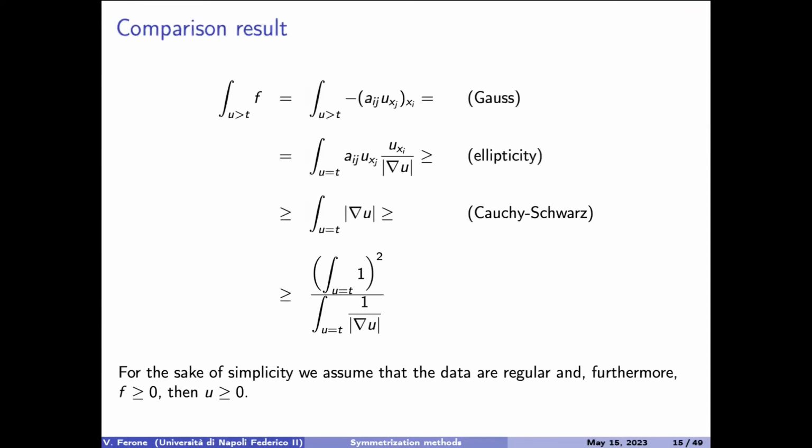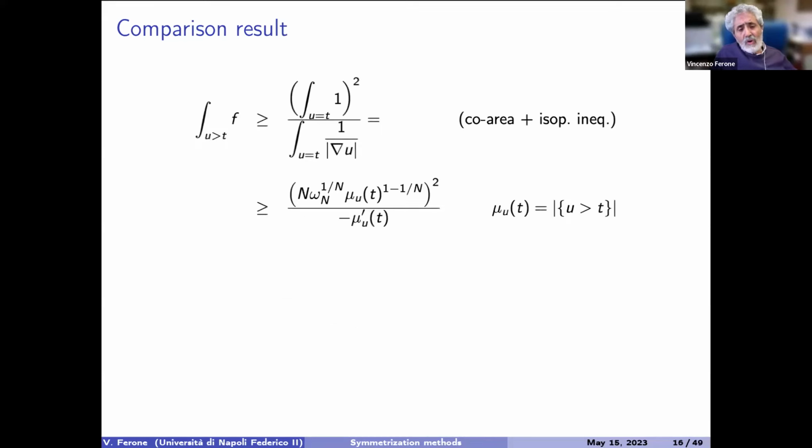Yeah, please. Then at this point we use the fact that this is the integral where u is equal to t, which is essentially the perimeter of this set. The integral where u is equal to t of 1 over the gradient of u can be computed by using the coarea formula. So the perimeter is greater or equal than the quantity which I have shown before from the isoperimetric inequality. This is the measure of the set where u is greater than t.